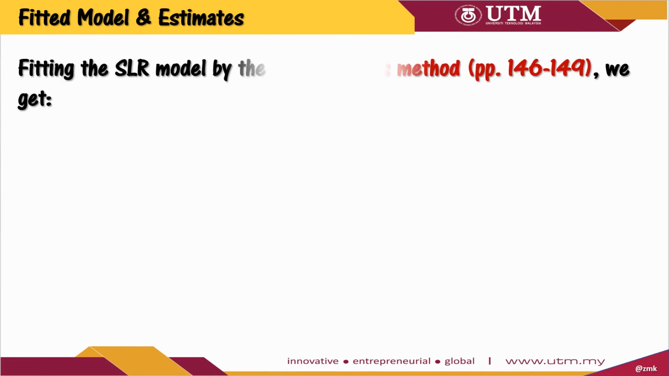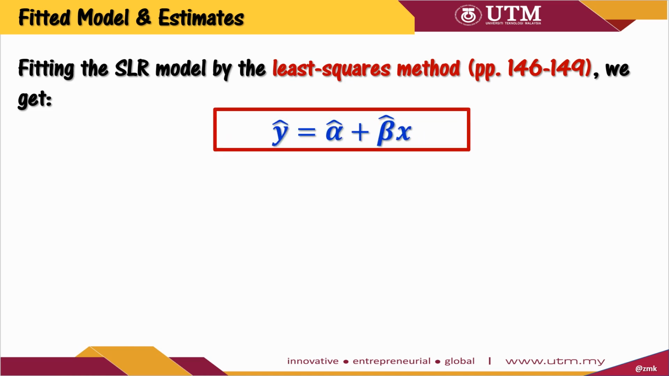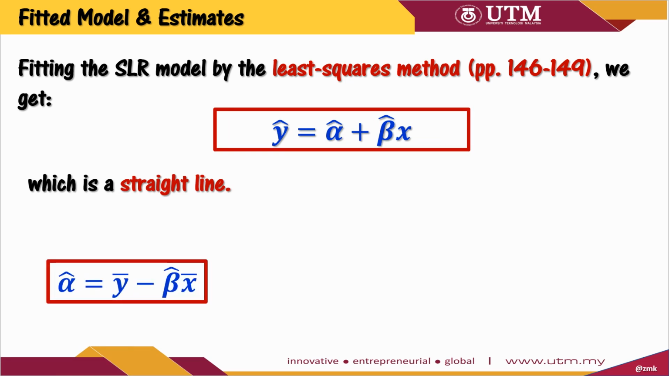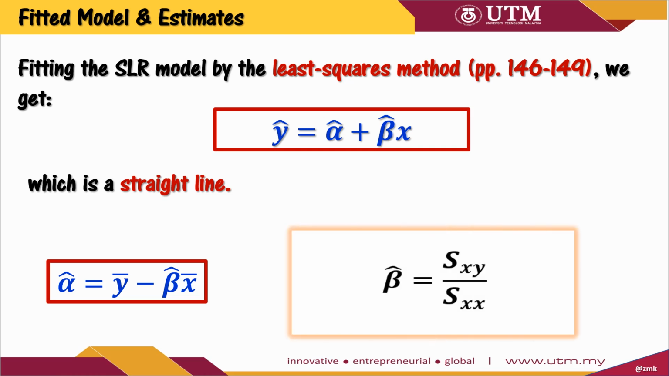Fitting the simple linear regression model by the least squares method, you will get the estimated regression line or equation given by y hat equals alpha hat plus beta hat times x, which is a straight line where alpha hat is given by the mean of y, y bar, minus beta hat multiplied by the mean of x, which is x bar, whereas beta hat is given by the ratio of the sum of products Sxy to the sum of squares due to x, denoted by Sxx.